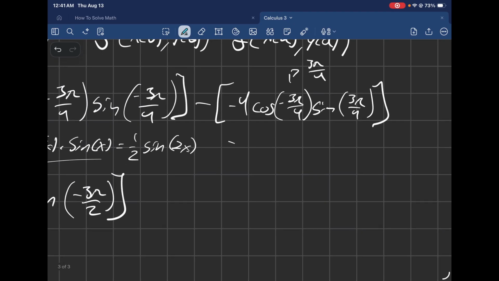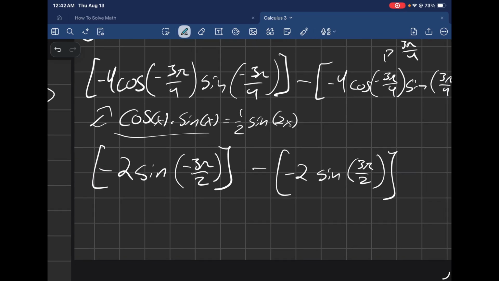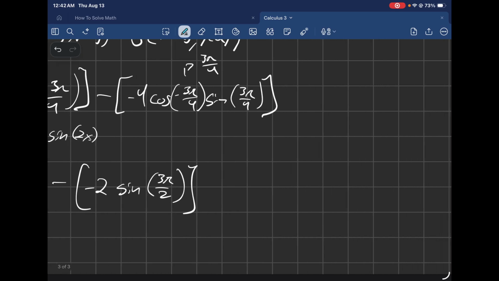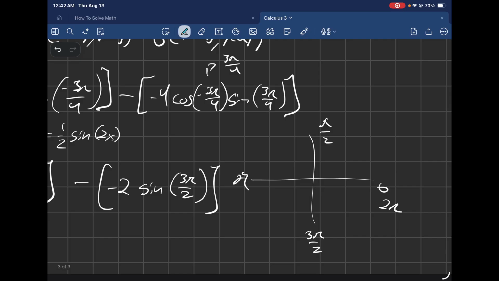So this would be, and let's bring this down here so that it's connected, negative 2 sine of 3 pi over 2. And then using our knowledge of the unit circle again, I'm going to just draw this again since I erased it. For positive 3 pi over 2, it's just going to go like this. And this would give us negative 1. So sine of 3 pi over 2, that's just negative 1.